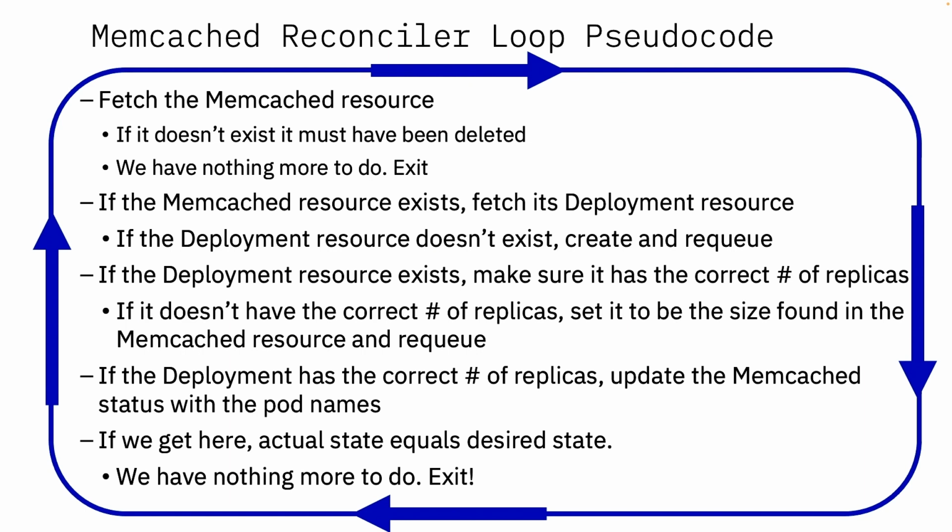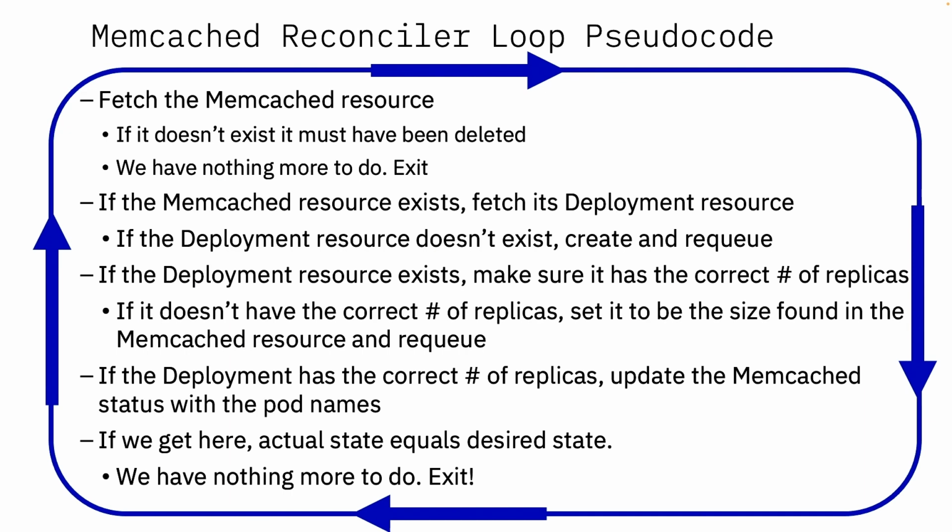But hey, we fetched the memcached resource. Oh, if it doesn't exist, it was deleted. If it's deleted, I don't have anything to do. It's gone. If it does exist, let's see if it's got a deployment resource underneath. If it doesn't, let me create that, and then I'll requeue and then go back in the loop. If the deployment resource exists, let me find it, make sure it's got the correct number of replicas. If it doesn't, I set the size to be the right set. If the deployment has the correct number of replicas, I update the status, and if we finally get to where everything's the way we want, we exit.